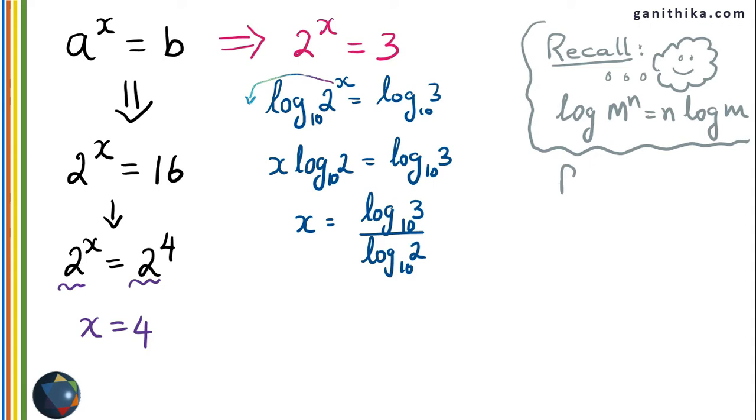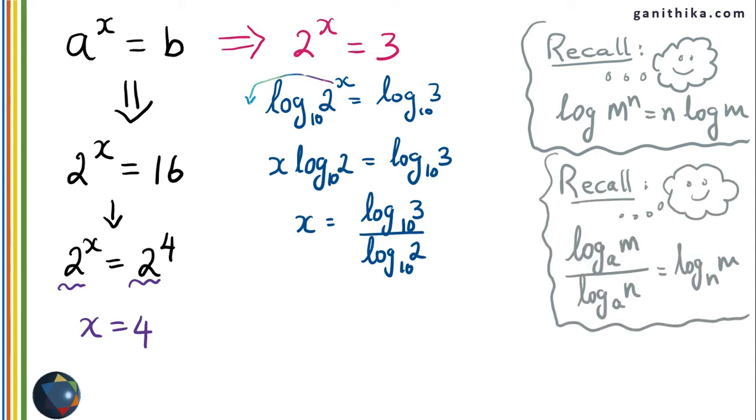We also have another formula: log of m over log of n is equal to log m base n. Therefore, simplifying this, I will get log of 3 base 2 as the x value. So this is the solution for 2 to the power of x is equal to 3. What you have seen here is that there are two types of exponential equations.